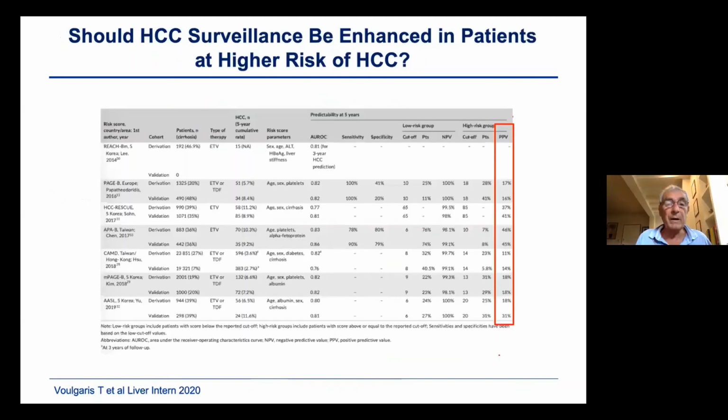And the second point is the other way around. Should we enhance surveillance in patients at higher risk of HCC? And the answer is actually no. The liver societies replied no. First of all, because we are largely imperfect and suboptimal in the identification of these patients. The second, because, as we said, the risk of developing cancer does not parallel the growth speed of the tumor.